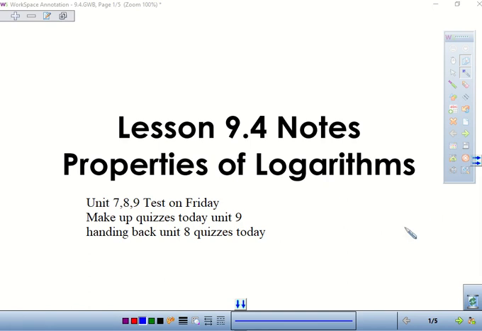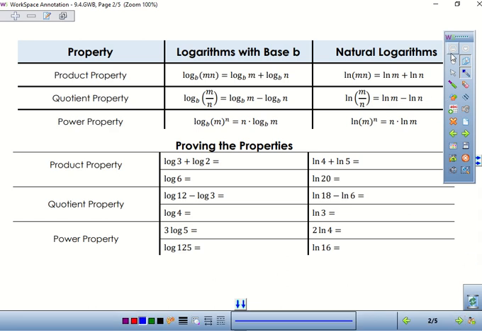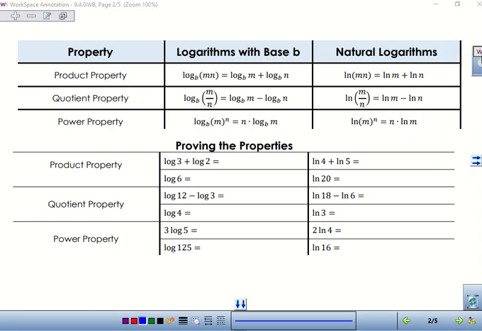Okay, so today we're going to be doing 9.4, which is properties of logarithms. So we have the product property, quotient property, and the power property of logarithms. And these properties go two ways. You can either condense or expand.